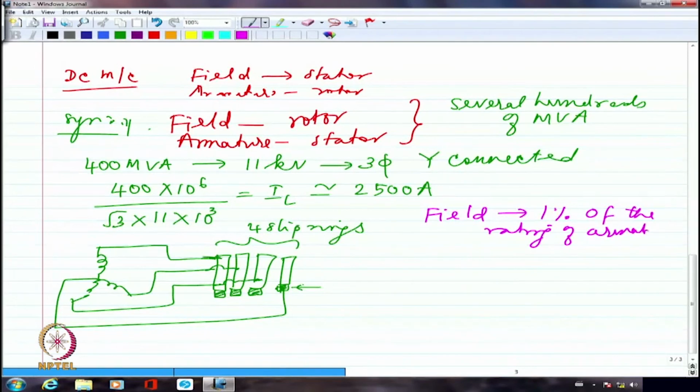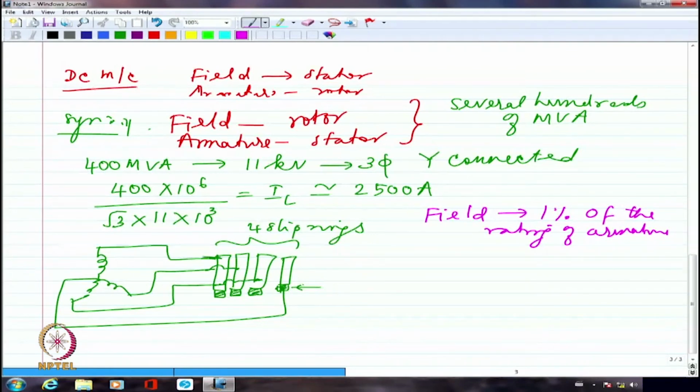So if the armature is having 400 MVA, I may have the field to be only about 4 megawatt or even less. It will not have a power rating more than that, which means the currents and the voltages, everything will be somewhat limited in the field. So if I have to bring the field connections out, if it is residing in the rotor, I have to bring the field connections out.